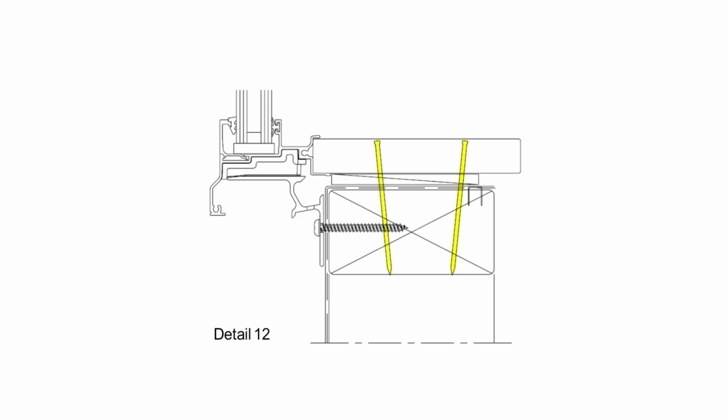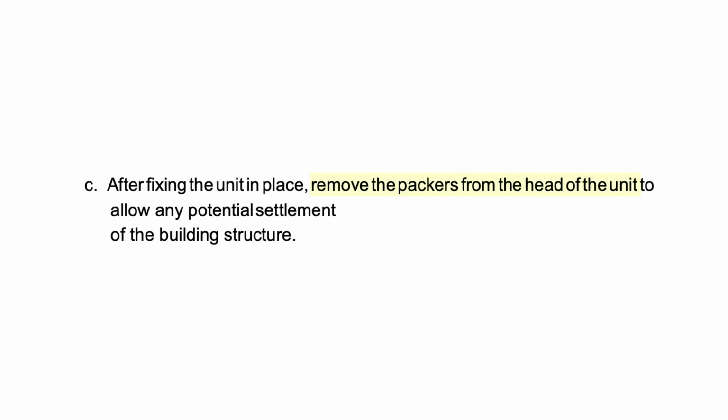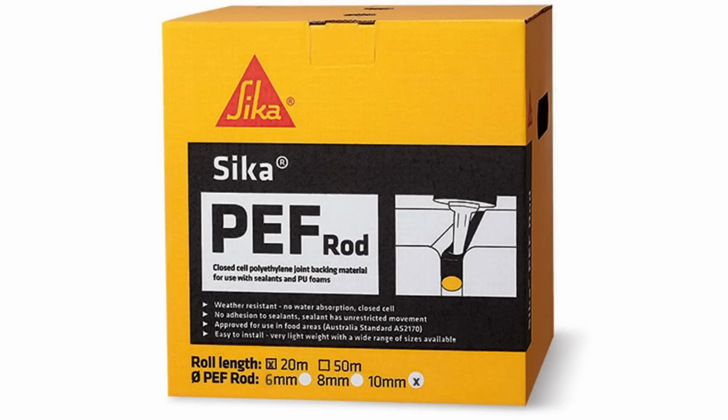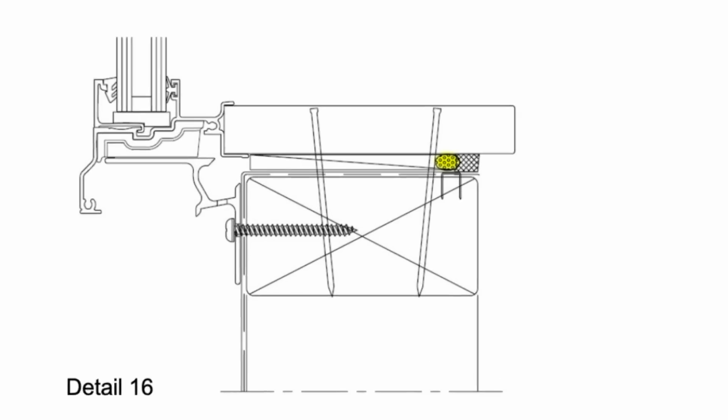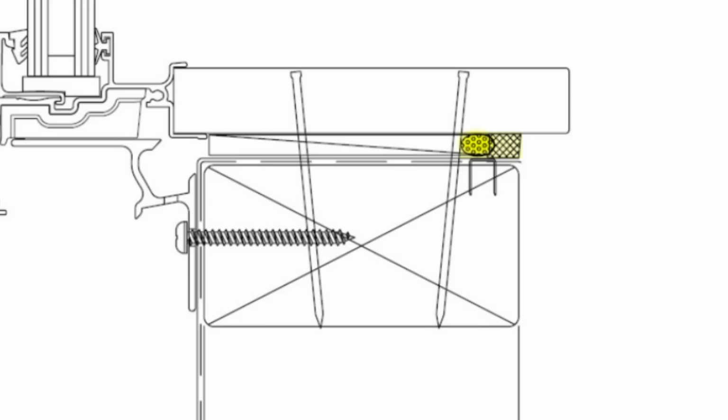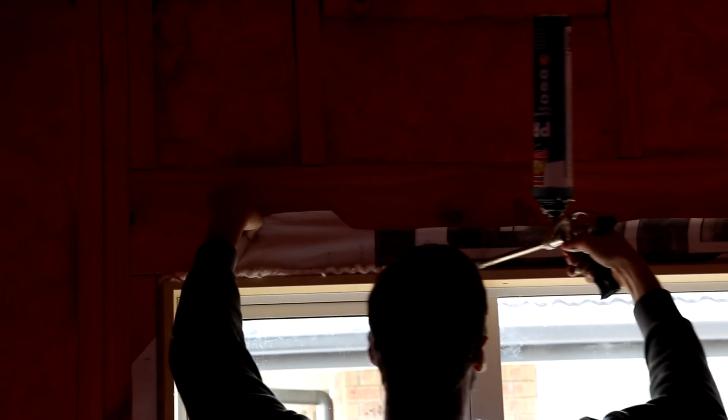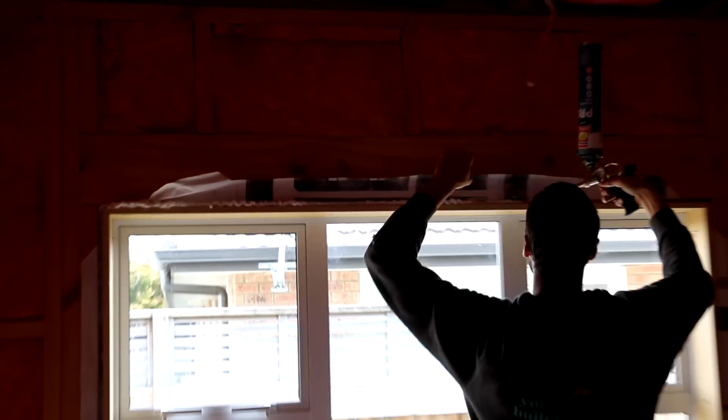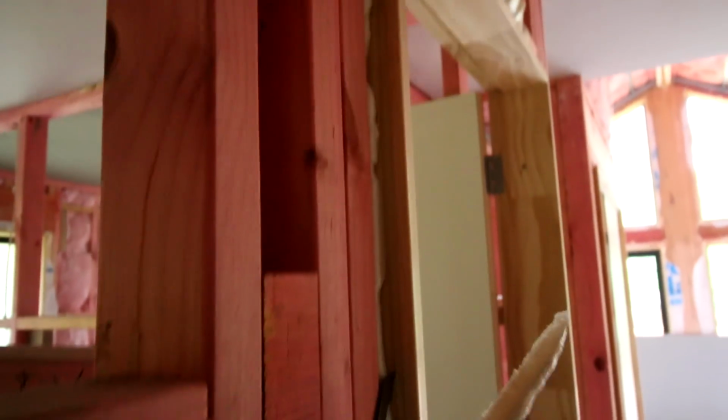After fixing the window in place, it's important to remove any packers that you've been using from the head of the unit. Perf rod is installed to close up the 10mm gap. It's a backing for the foam. We then apply an expanding polyurethane foam to ensure it's airtight. This stops any drafts from the outside and helps to keep the home insulated. Don't go crazy on a can of foam, but it is really satisfying to cut it back.